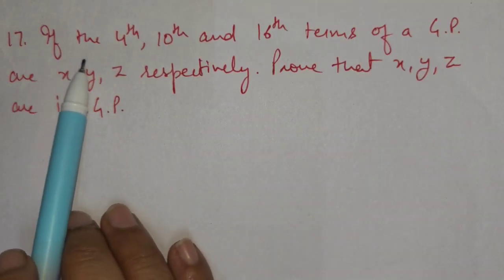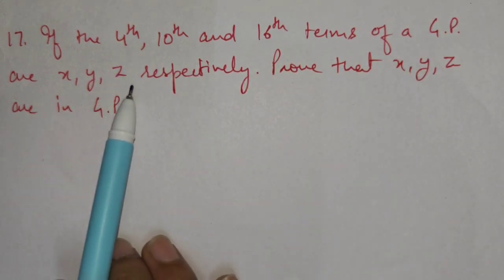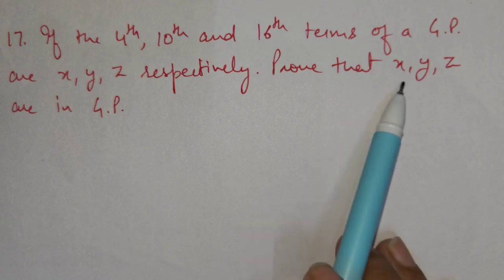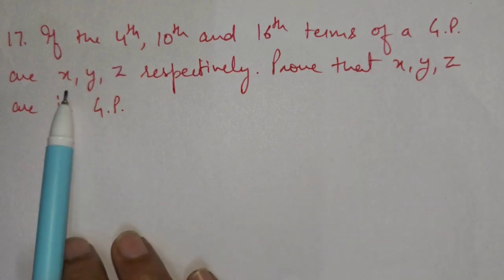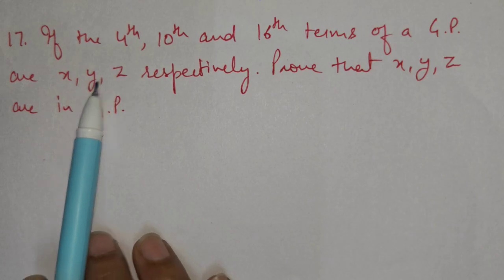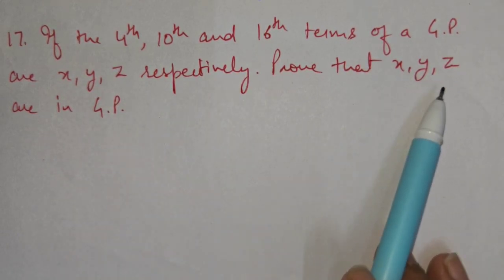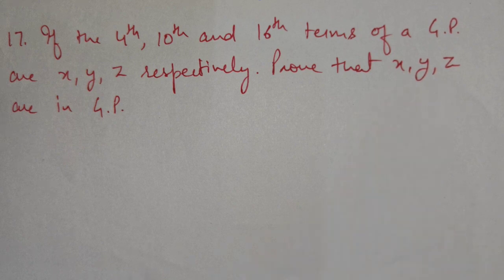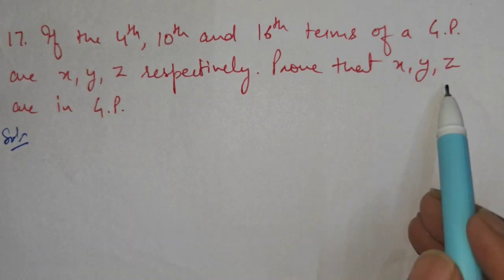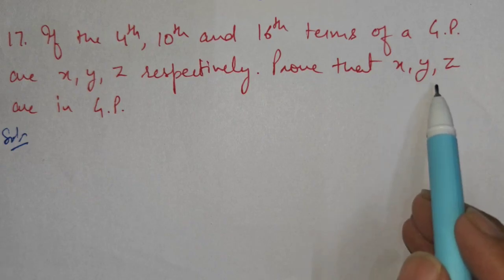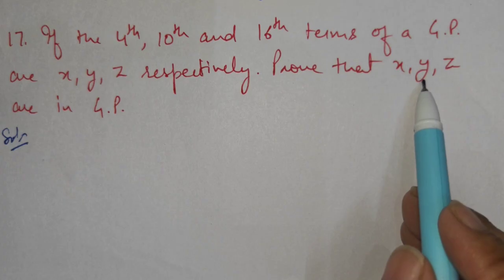Next question number 17 is: if the 4th, 10th and 16th terms of a GP are x, y, z respectively, prove that x, y, z are in GP. The 4th term is given equal to x, the 10th term is equal to y, and the 16th term is equal to z. So we have to prove that x, y, z form a GP. Any three numbers form a geometric progression when their common ratio is equal, if y upon x is equal to z upon y.